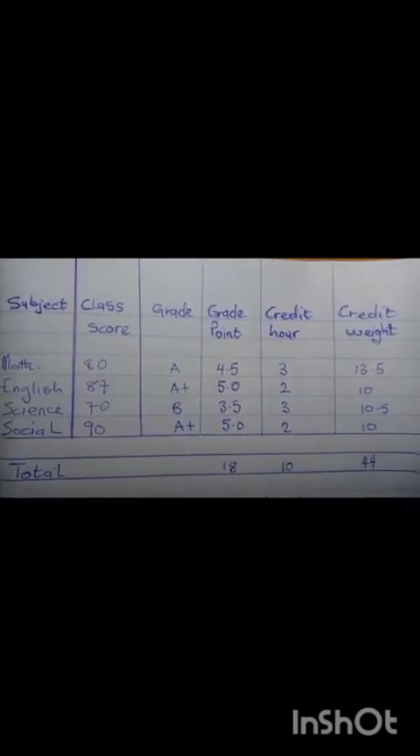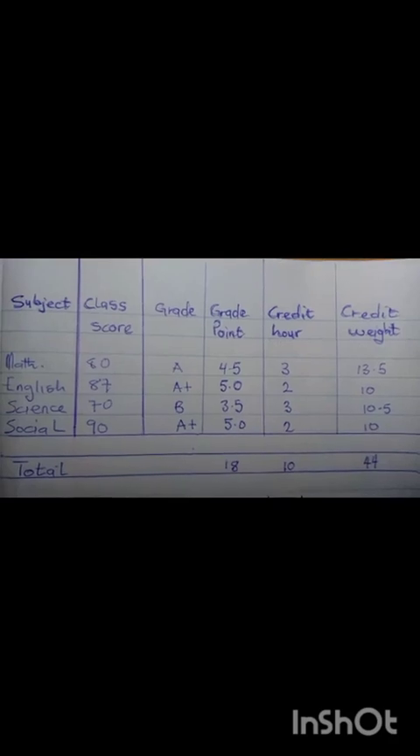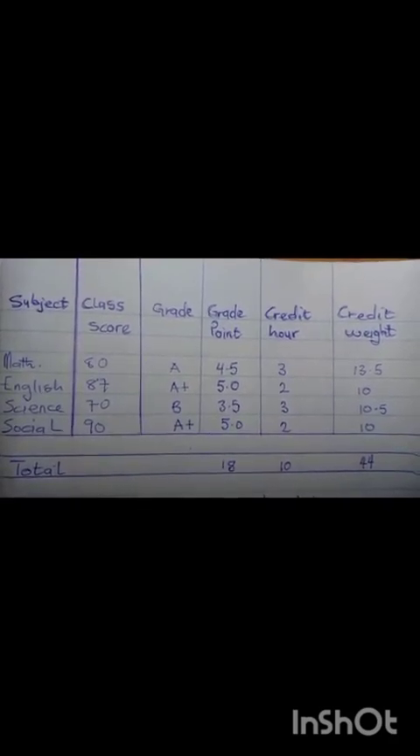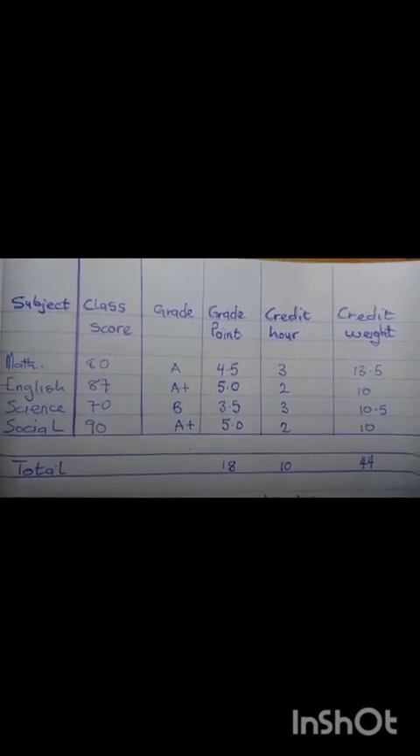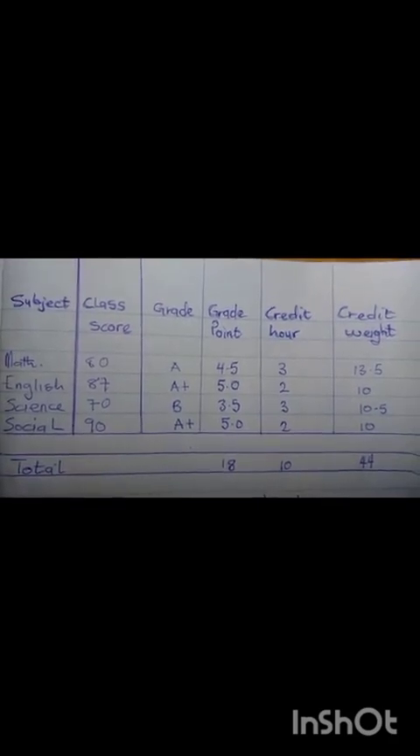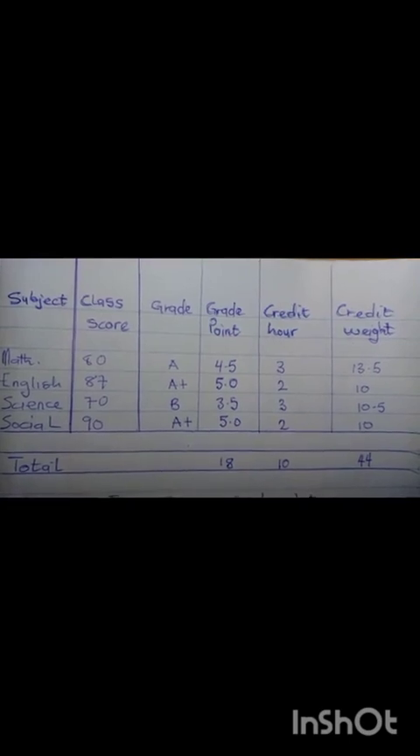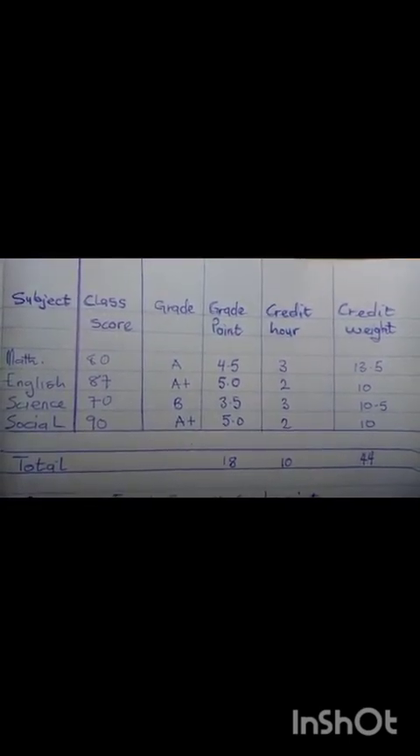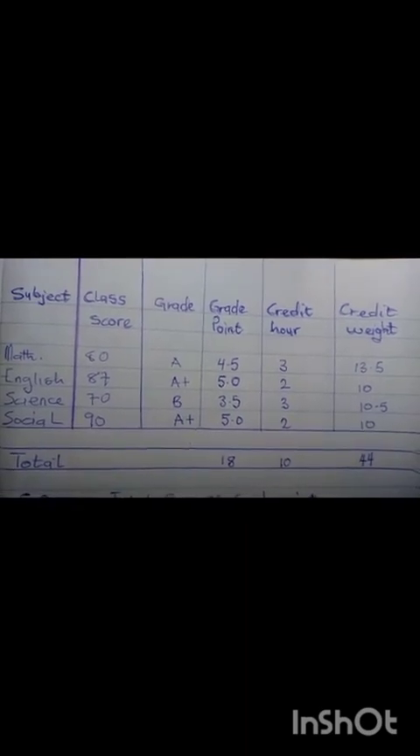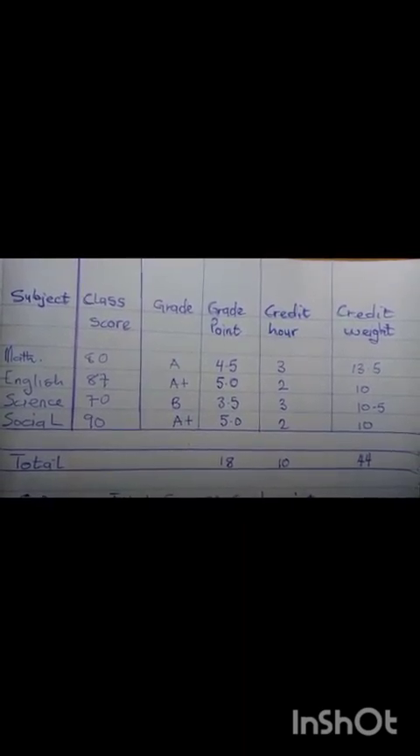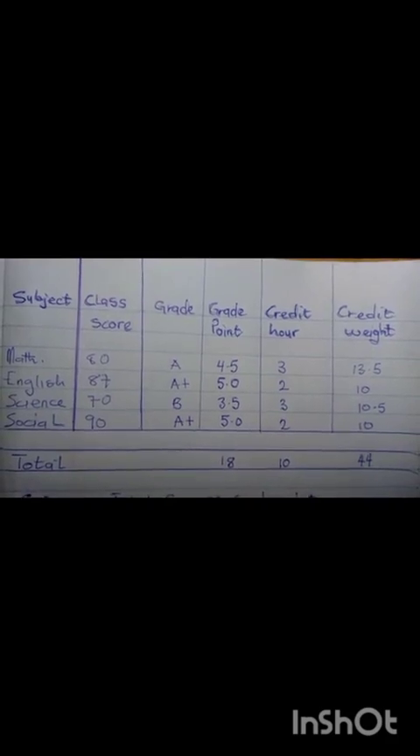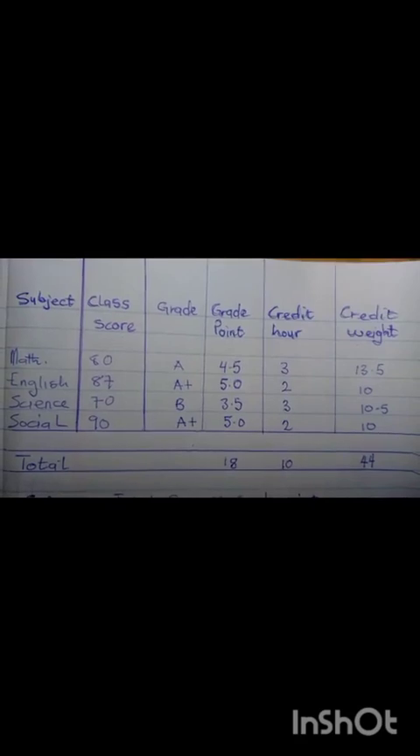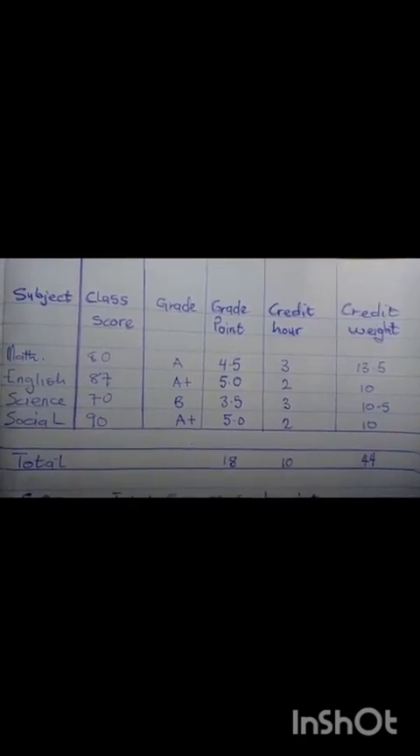So what were the credits for mathematics? It was 3, for English 2, for science 3, social studies or social was also 2. Then the credit weight. I may ask, what is the credit weight? Credit weight is the grade points multiplied by the credit hour. The grade points multiplied by the credit hour gives the credit weight.